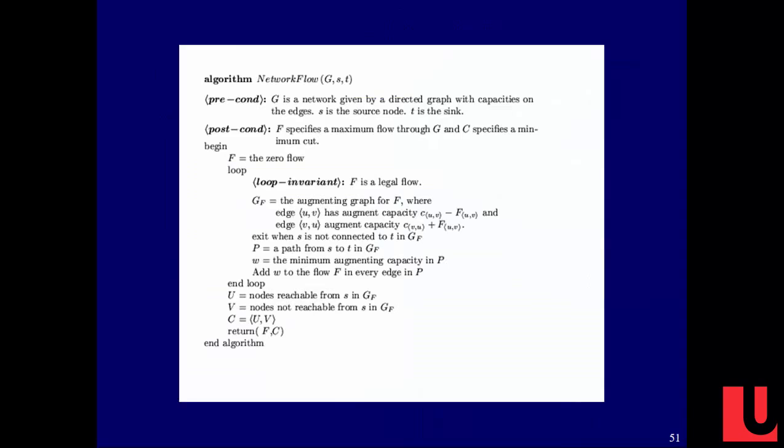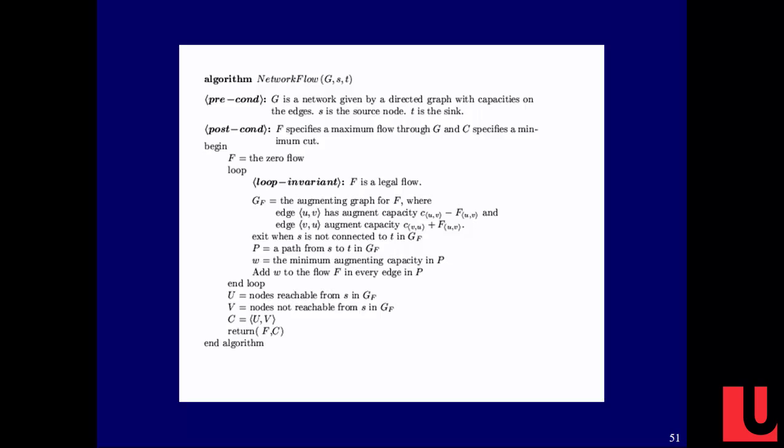So here's the code, right? We're given a graph with directed edges and capacities on the edges, and a node S and a node T, and your goal is to find the max flow. We're actually also going to find the min cut, but we haven't really talked that much about that yet. We start with the 0 flow, and our loop invariant is that we always have a legal flow. What's a legal flow? Every flow is less than the capacity of the edge, for each edge, and for each node, the total flow in equals the total flow out, right?